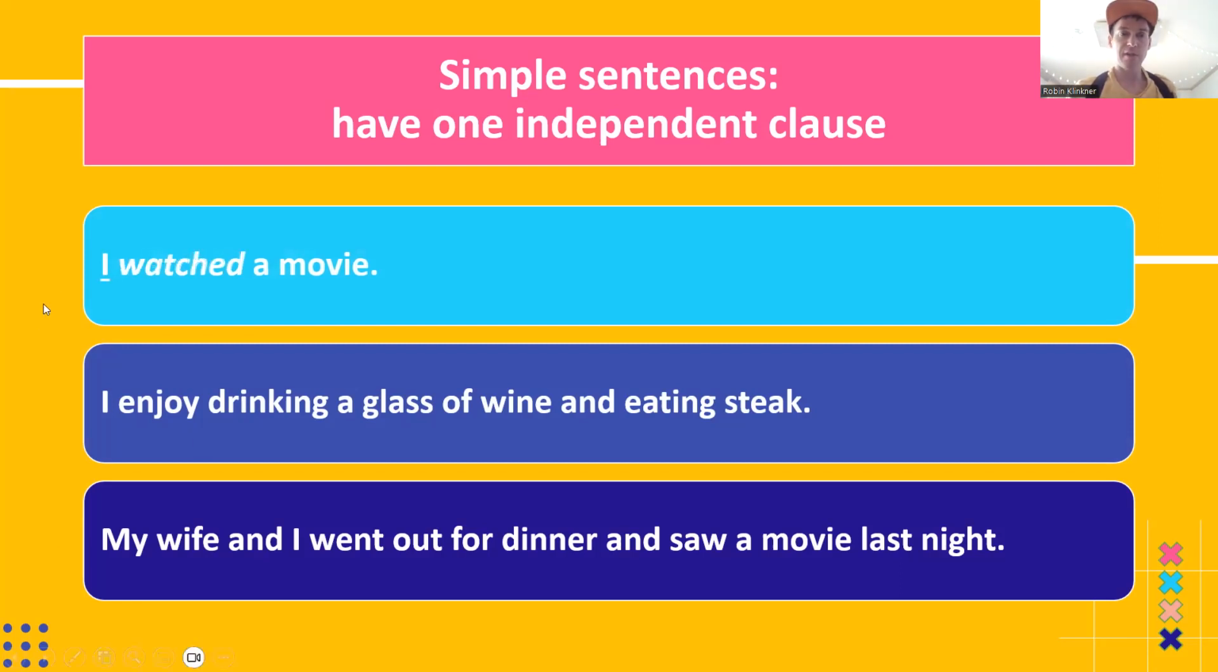So as you can see, subject, I; verb, watched. What did I watch? A movie. That's the object of the verb. That is a complete thought. How about the second one? What is the subject? I. What is the verb? Enjoy. What do I enjoy? Drinking a glass of wine and eating steak. Third one. What is the subject? Who? My wife and I. And the verb, went out. All right, so simple sentences are actually simple. Just one independent clause. Just one complete thought. That's all.